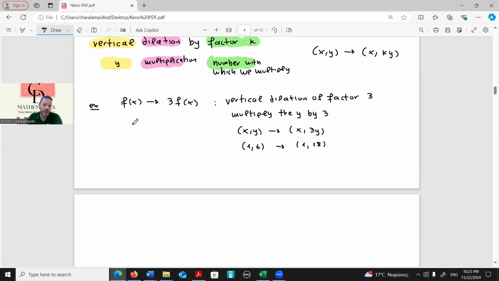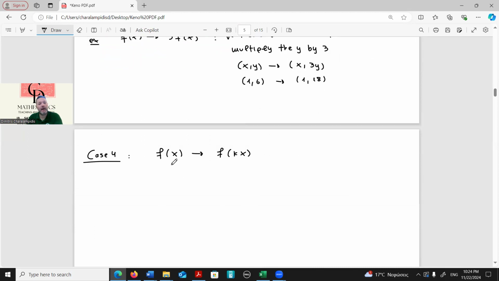Let's see now the fourth case, which still is a dilation, but this time it should be a horizontal one. f of x moving to f of kx. How did I recognize that it is a dilation? I recognized the dilation by the fact that we had a multiplication. How did I recognize the horizontal effect of that? The horizontal had to do with the change occurring in the input, just inside the bracket.